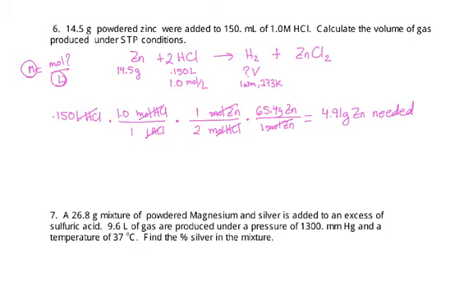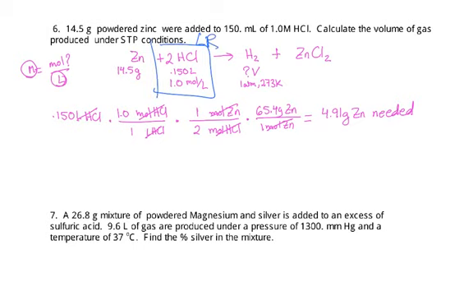So remember, whatever you calculate is how much is needed to react with your other reactant. So if I use 0.150 liters of HCl, I need 4.91 grams of zinc to react with it completely. So then you compare what you need with what you actually have. You need 4.91 grams, you have 14.5 grams. So you have plenty. You have more than enough. So that means zinc is in excess. You have plenty of zinc. HCl would then be your limiting reactant. So this is my limiting reactant.